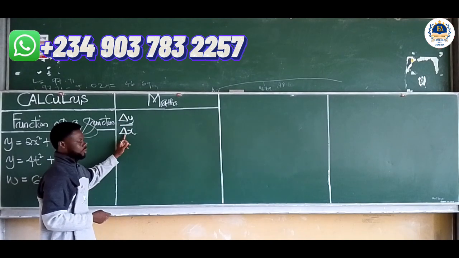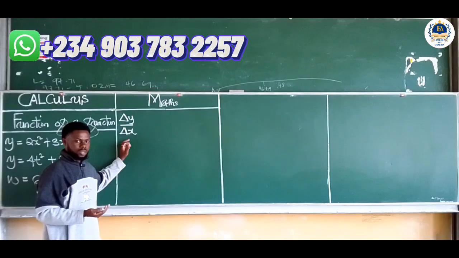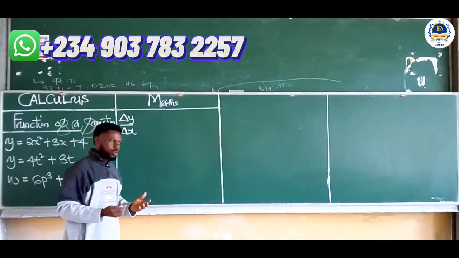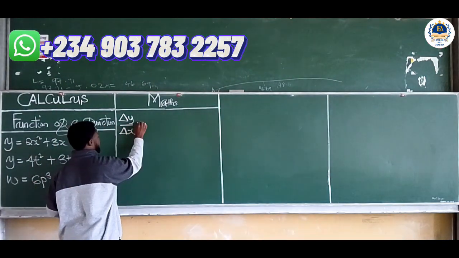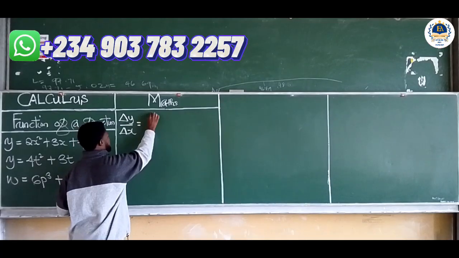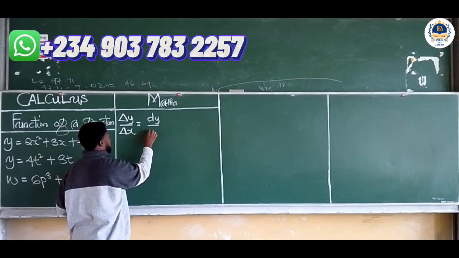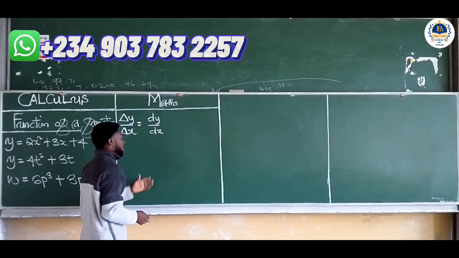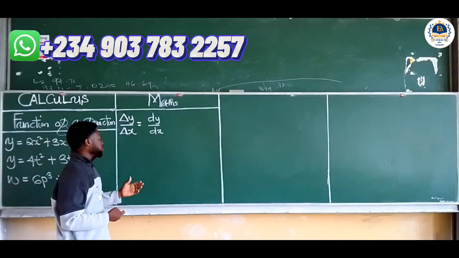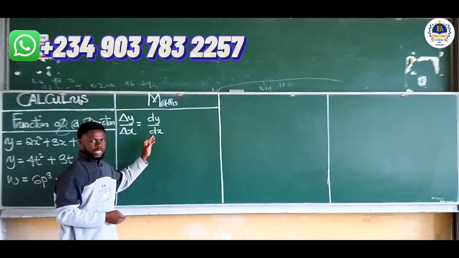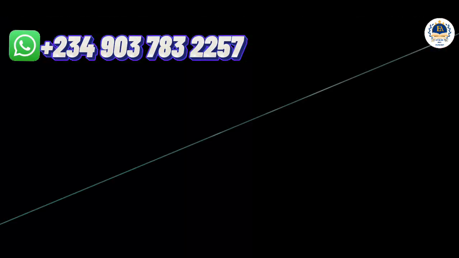This symbol is delta, which represents change. Because we are talking about derivation, we can represent this change by d. So it becomes dy all over dx. And this could be read as the rate of change of y with respect to x.